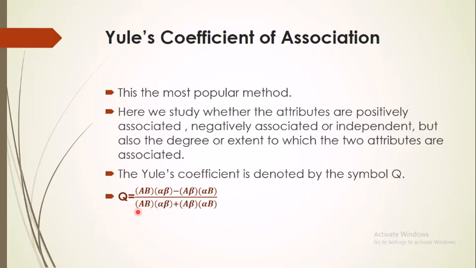Please note that here you will be encountering a lot of A, B, alpha and beta. So please make sure that you do not make a mistake while you write the formula. The numerator has two terms with a negative sign in between, and the denominator also has two terms with a positive sign in between. So please make sure that you do not confuse this formula of Yule's coefficient of association.